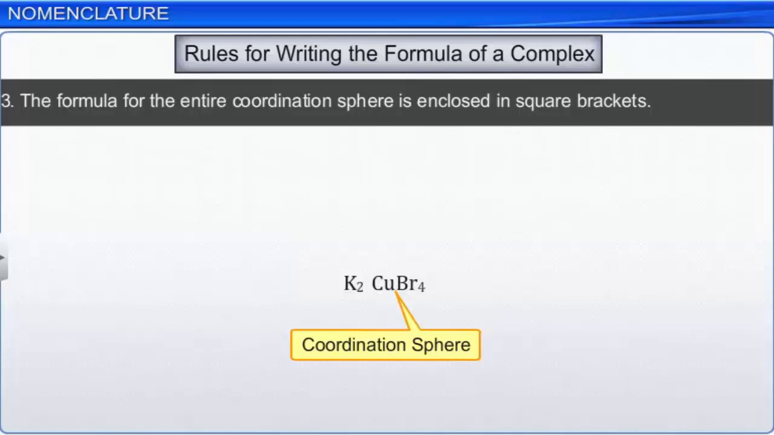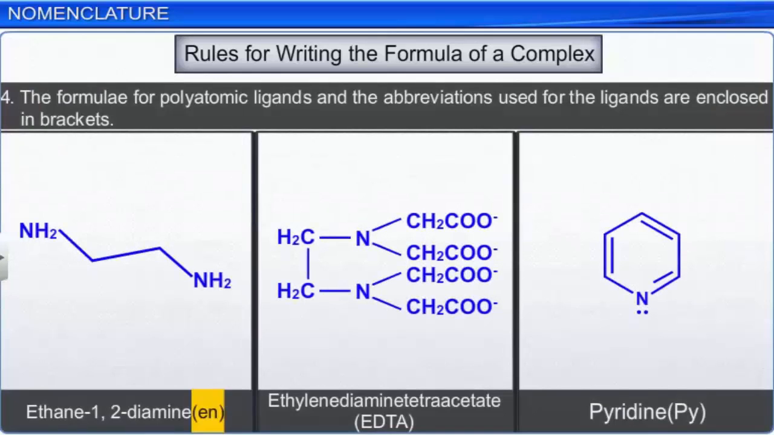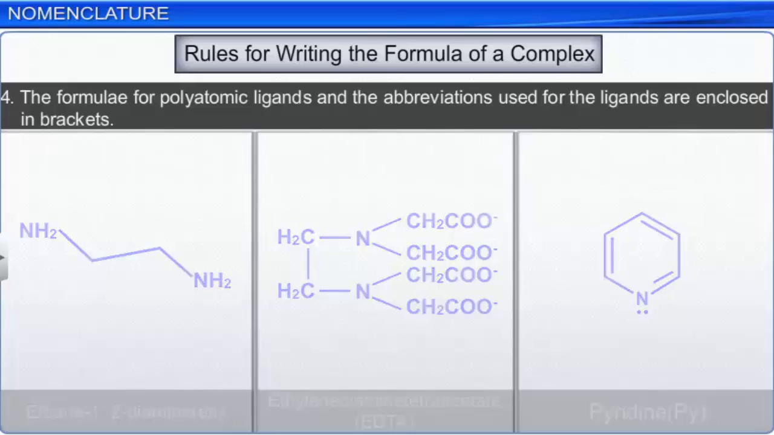The formulae for polyatomic ligands and the abbreviations used for the ligands are enclosed in brackets. For example, en, EDTA, py, etc. are enclosed in brackets. For example, in the complex of cobalt shown here, the coordination entity contains the polyatomic ammonia ligand and the abbreviated ethane-1,2-diamine ligand enclosed in brackets.